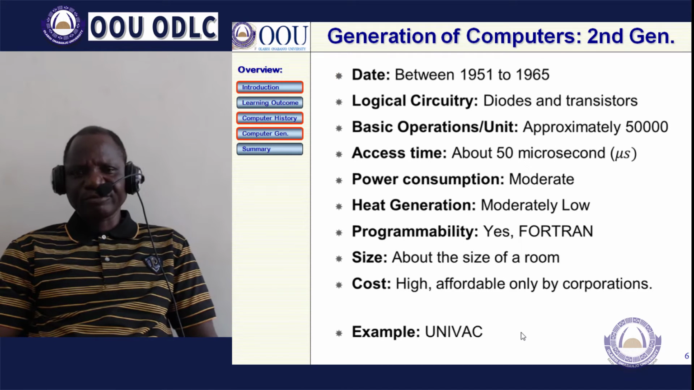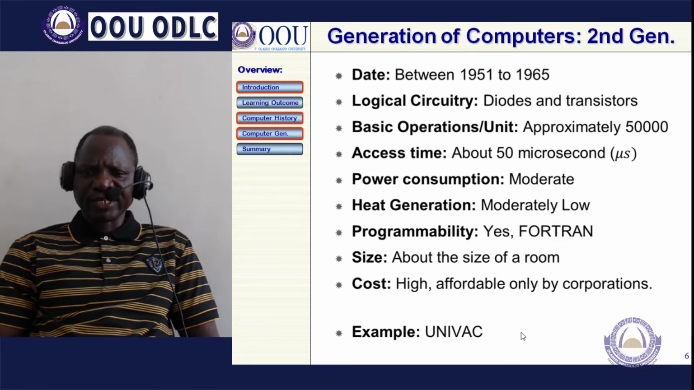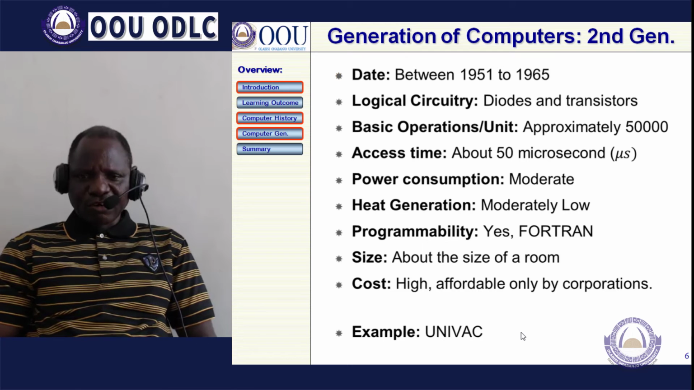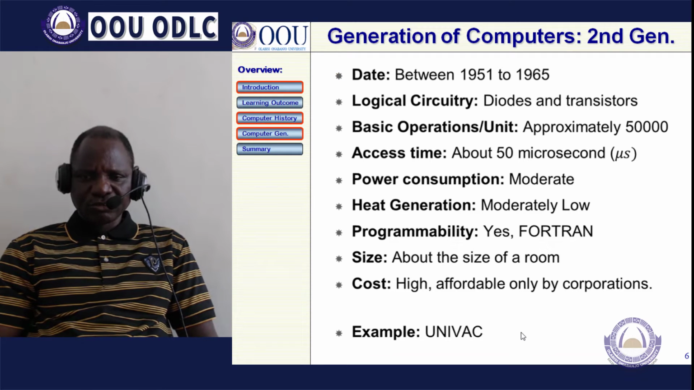The second generation of computers came into being between 1951 and 1965. The technology consists of diodes and transistors, unlike vacuum tubes in the first generation.